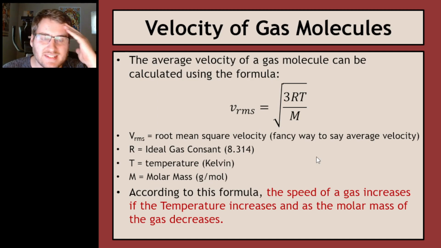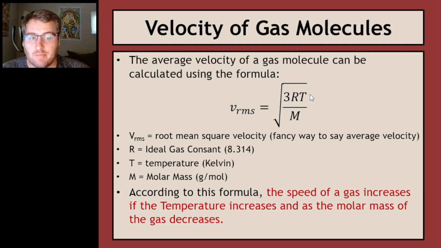And what this formula is saying is how the velocity of particles increases. If temperature goes up, this number will get bigger. If molar mass goes up, since you're dividing by this number, velocity will get smaller. So the speed of a particle will go up if temperature goes up or if molar mass goes down because it's in the denominator. If your molar mass goes down, you're dividing by a smaller number, which makes you have a bigger number. Or if temperature goes up, you're just multiplying by a bigger number, so it definitely goes up.